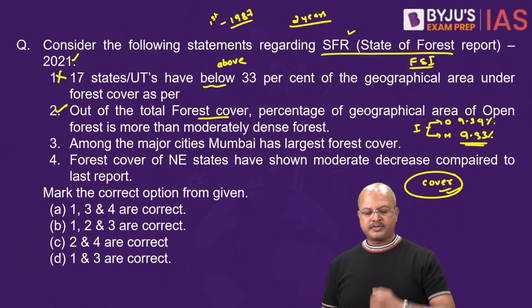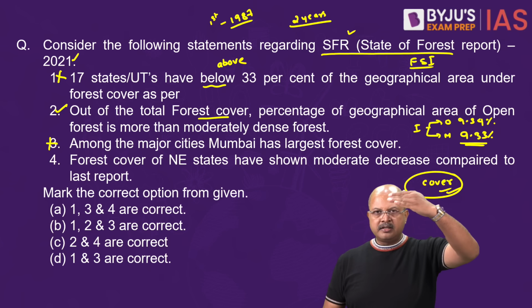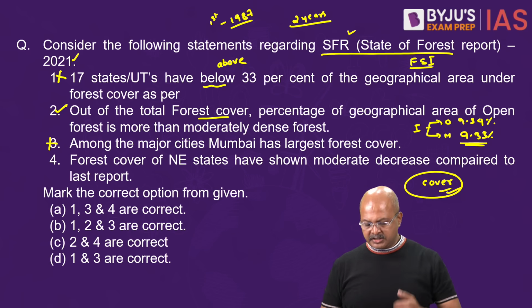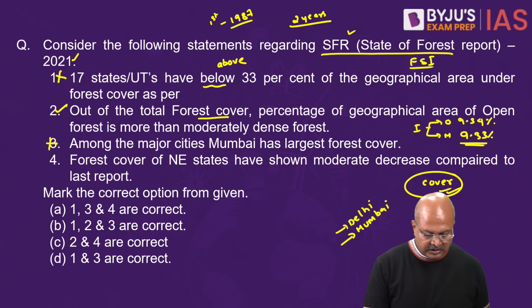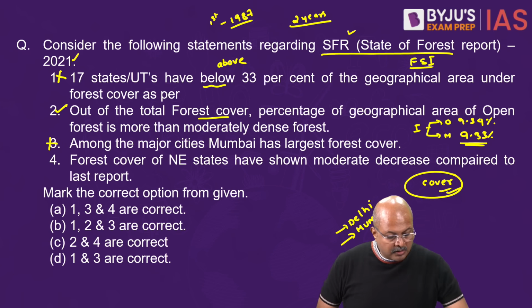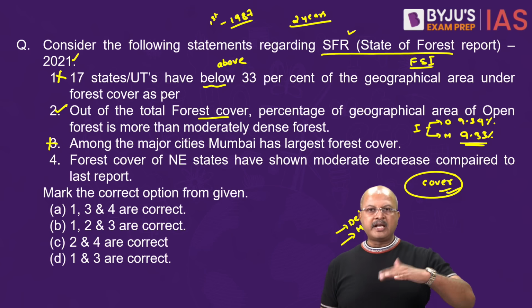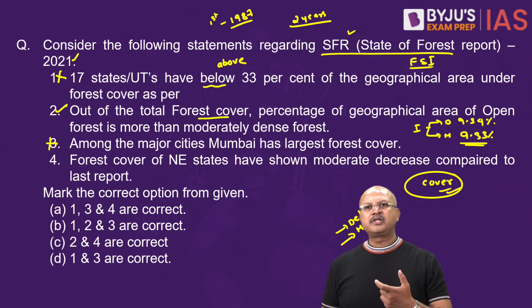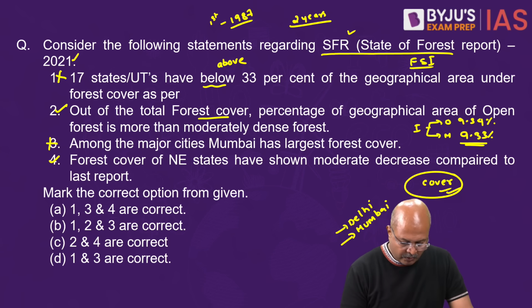Then, among the major cities, Mumbai has the largest forest cover. Now this is also a wrong statement. If you see the cities and their forest cover, the largest cover is in Delhi, followed by Mumbai, and then followed by Bangalore. So the third statement is also wrong. Then, the forest cover of the northeastern states has shown a moderate decrease compared to the last report. Now this is very factual data and it is very true. So the second and fourth statements are correct here.